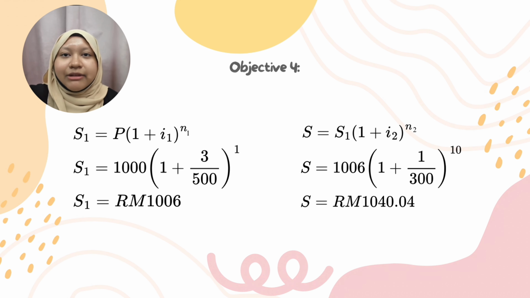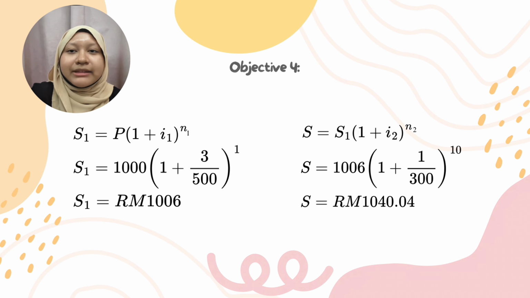Now to calculate the accumulated amount. First, use the formula S1 equals P multiplied in bracket 1 plus I1 to the power of N1. Then we substitute. S1 equals 1,000 multiplied in bracket 1 plus 3 over 500 to the power of 1. The answer for S1 is 1,006 ringgit.